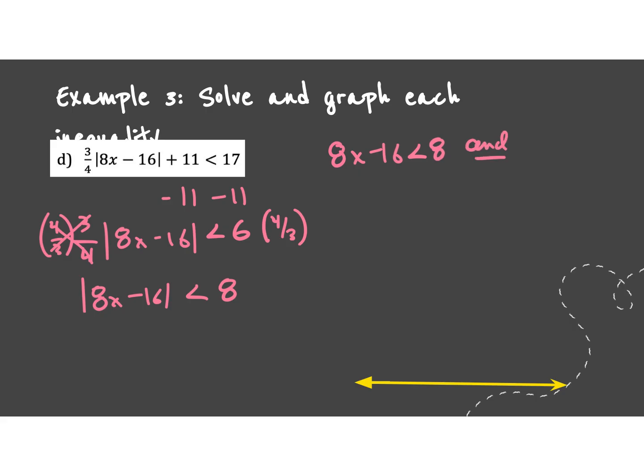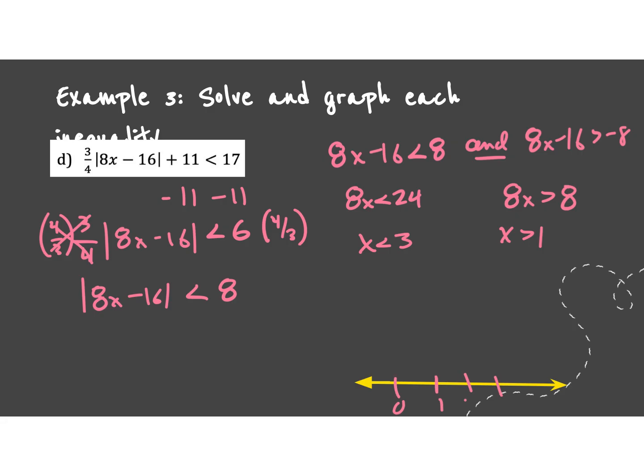And 8x minus 16 greater than negative 8. So 8x less than 24, 8x greater than 8. X is going to be less than 3. X is going to be greater than 1. So 1, 2, 3. Open, open. There you go.